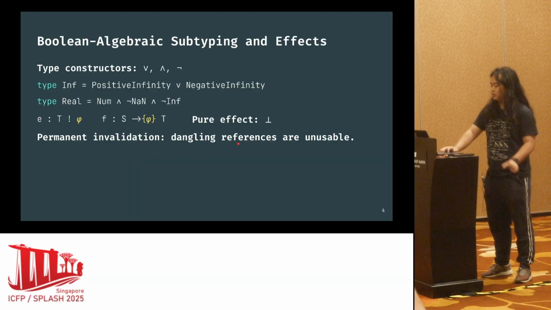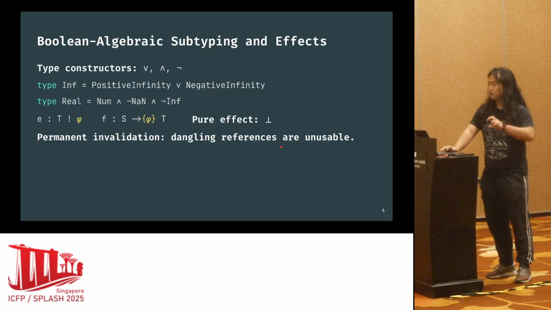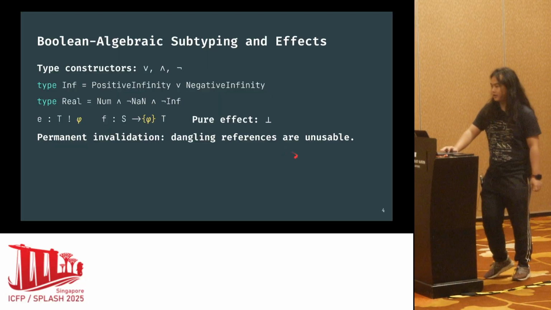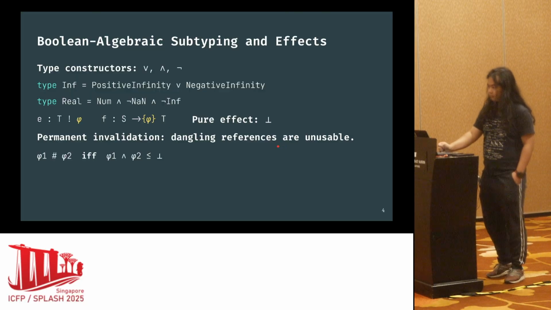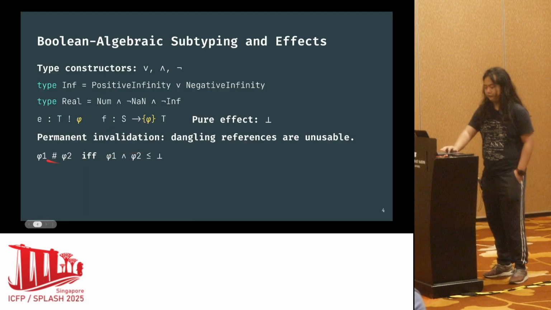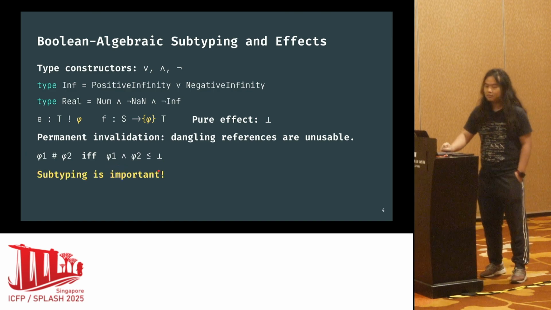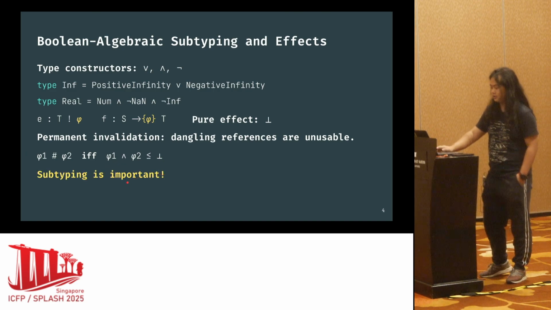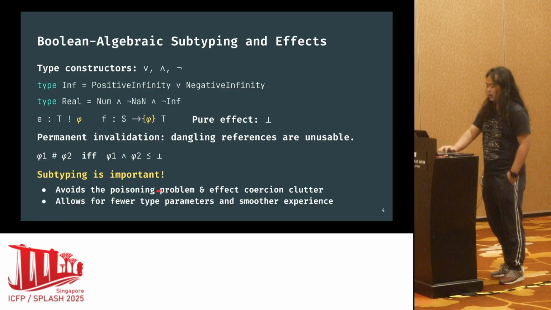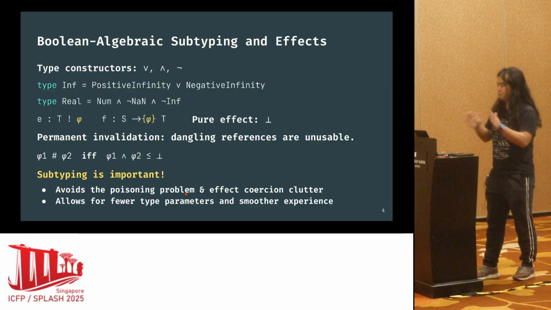That means that all the dangling references are unusable. If something belonging to a region is leaked outside, then all the operations on these objects are invalid. And we can also have disjointness reasoning for effects. So we say two effects, phi1 and phi2, are separated from each other if and only if the intersection of phi1 and phi2 is less than bottom. And we also claim that subtyping is important because we want to avoid the poisoning problem. That means that if we have multiple subterms, their effects will not pollute each other.